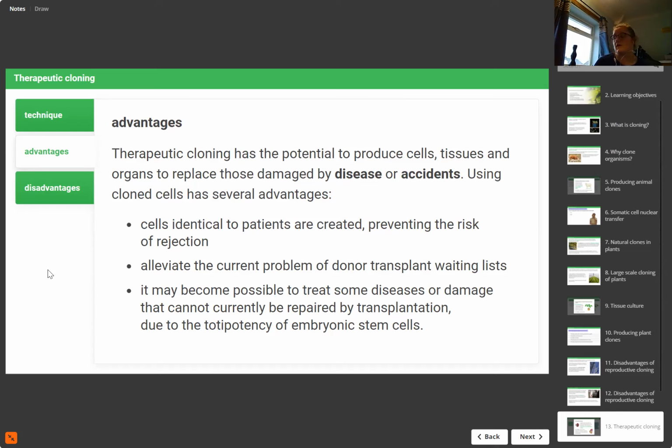These waiting lists are very, very long. They can be years long, and sometimes some people just never get the organs that they're waiting for. It could also be possible to treat some diseases or damage that can't currently be repaired by transplantation, and that's due to the totipotency of embryonic stem cells. If we could put the stem cells in where the damage is, we could hope that those stem cells would differentiate into the correct type of cells required in that area, in places where you couldn't do a traditional transplant.